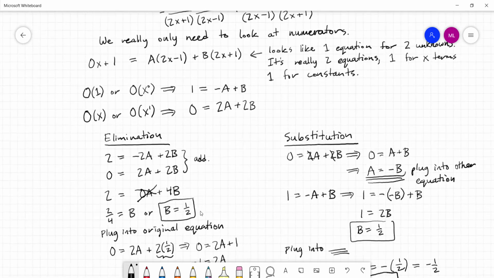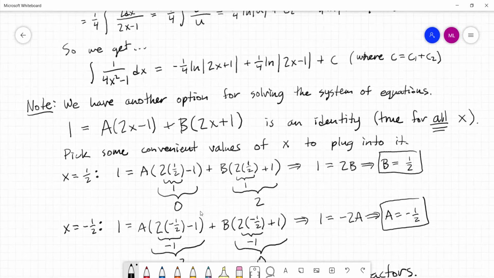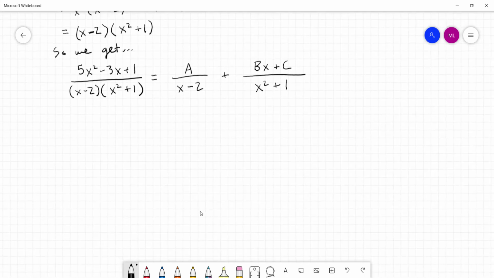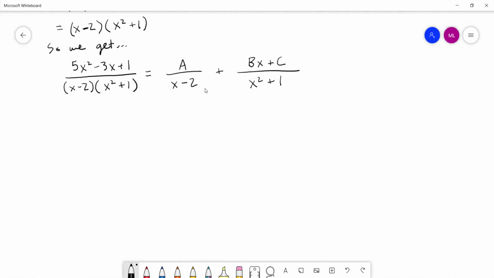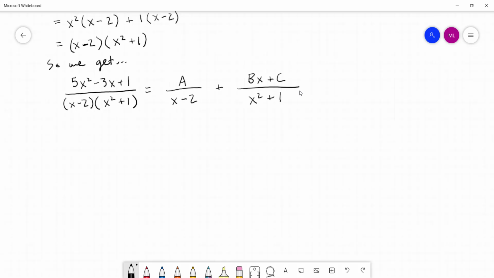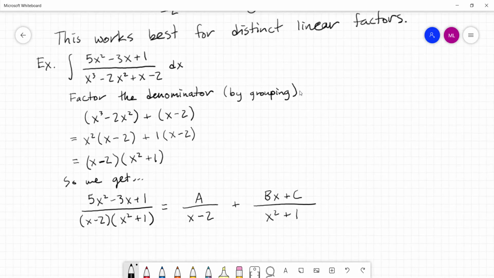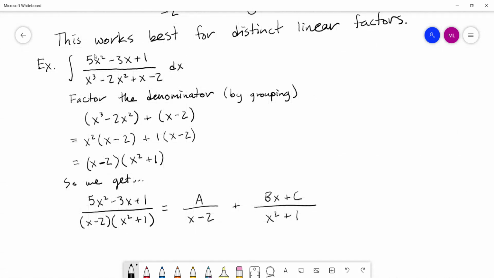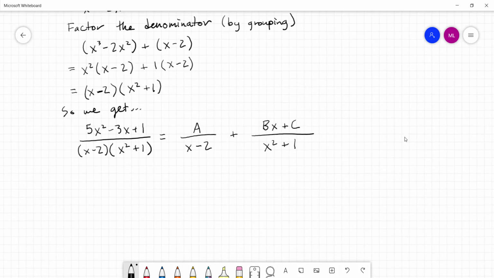But for now, both of these are just a multiplicity 1. That's why we guess a constant over the linear terms, and we guess a line over the quadratic terms. It's from those rules. And again, the intuition is kind of what I mentioned a minute ago. We're trying to compare it to this thing, and essentially the idea is that the power on top is smaller than the power on bottom by 1 in this case. One way you can kind of think of that.